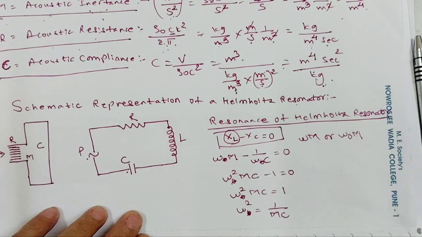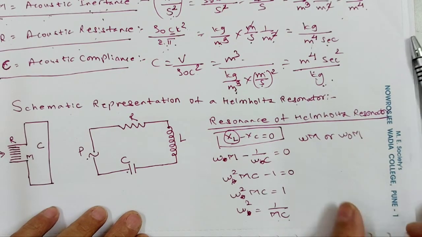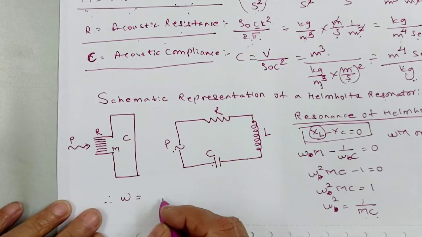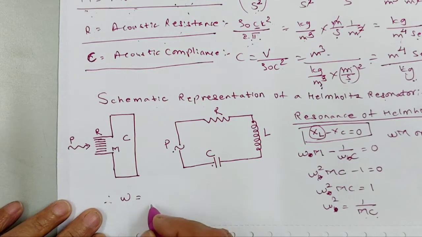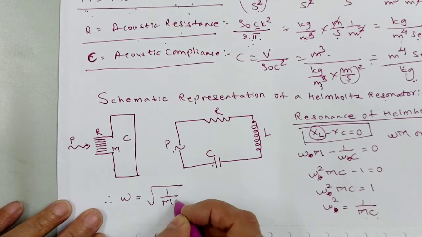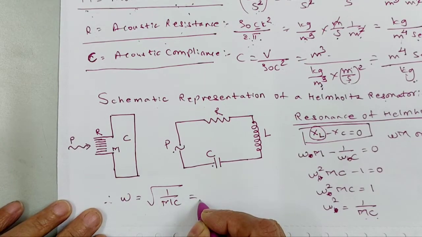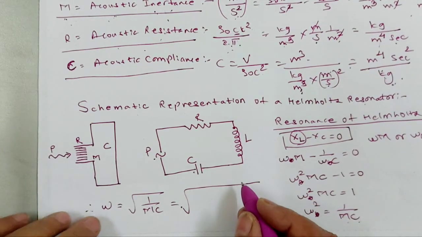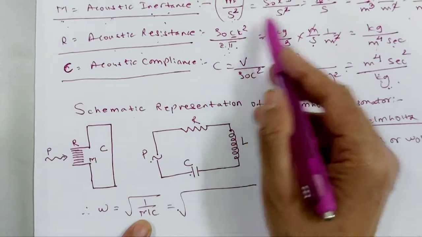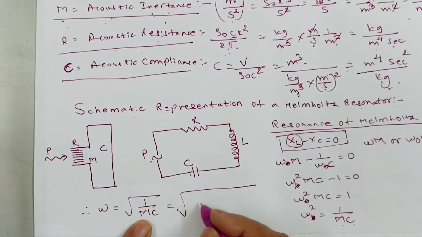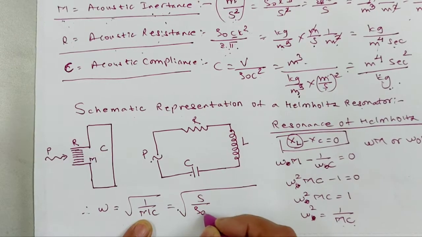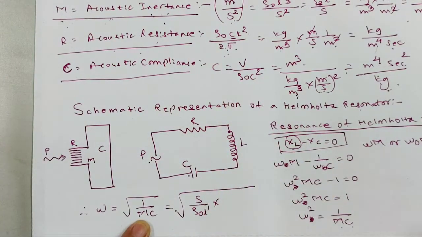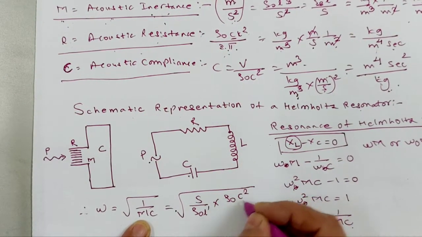Now we know the values of M and C, so I'll write, therefore, omega is equal to the square root of 1 upon MC. What is M? The M formula is in front of me. So 1 upon M should be S divided by rho 0 L dash. And how much is the C value? C is V by rho 0 c square, so here I'll write rho 0 c square by V.